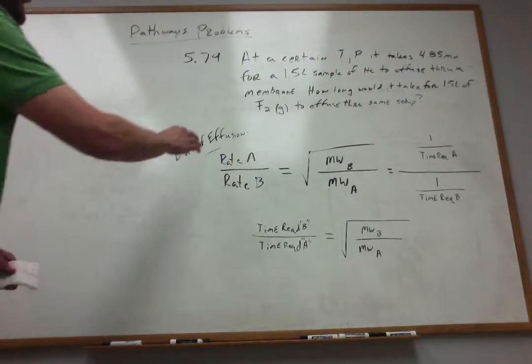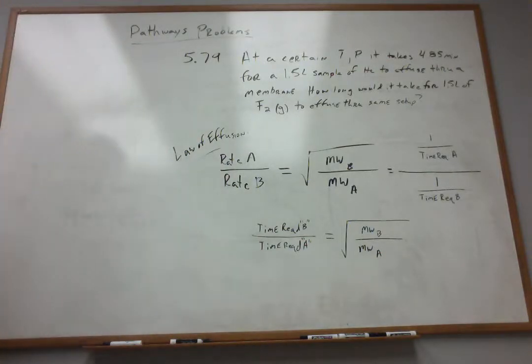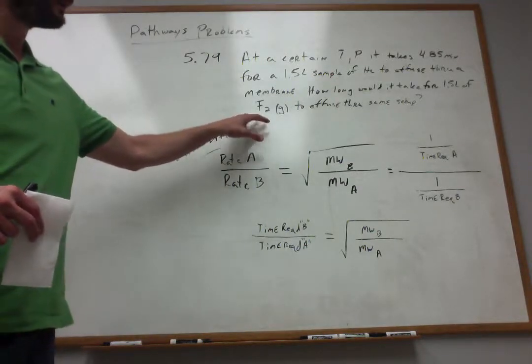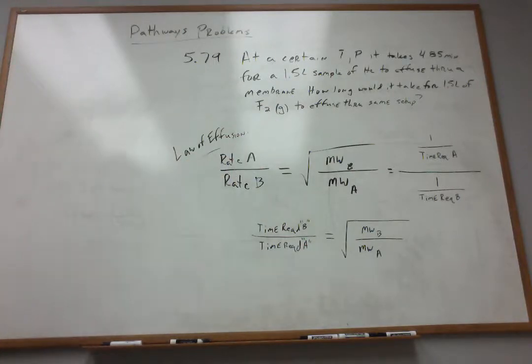Okay, let's work 5.79 from the textbook. This question reads, at a certain temperature and pressure, it requires 4.85 minutes for a 1.5 liter sample of helium gas to effuse through a membrane. How long would we expect this to take for a 1.5 liter sample of a different gas, fluorine gas, F2, diatomic, to effuse through the same membrane setup, okay?